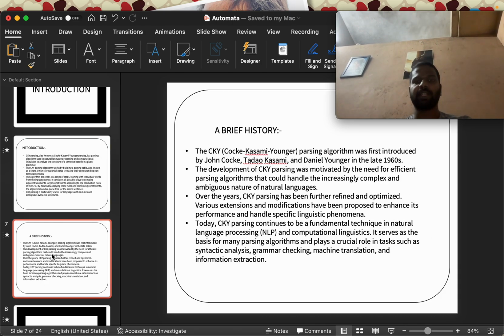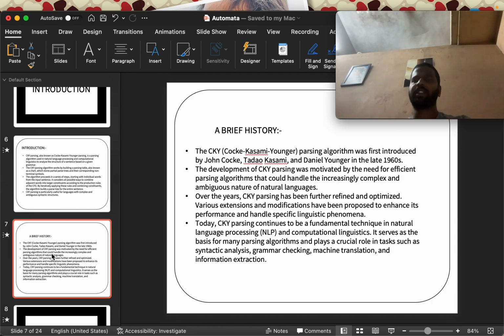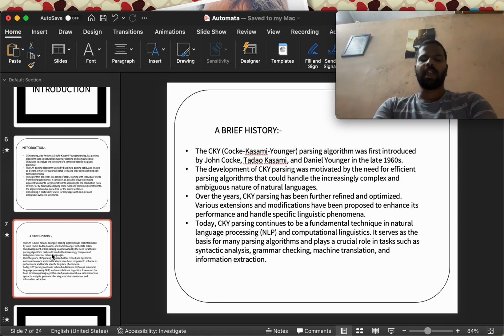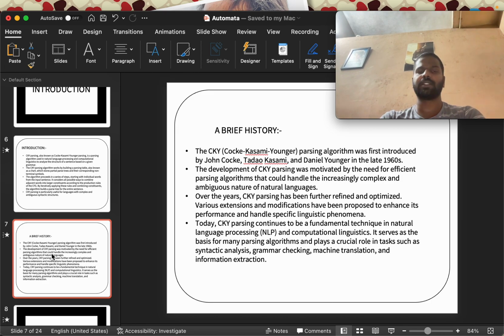Brief history. The CKY, Cocke-Kasami-Younger parsing algorithm was introduced by John Cocke, Tadao Kasami and Daniel Younger in the late 1960s. It is a parsing algorithm used to analyze the structure of sentences based on a given context-free grammar, CFG. The development of CKY parsing was motivated by the need for efficient parsing algorithms that could handle the increasingly complex and ambiguous nature of natural languages. Over the years, CKY parsing has been further refined and optimized. Various extensions and modifications have been proposed to enhance its performance and handle specific linguistic phenomena. Today, CKY parsing continues to be a fundamental technique in natural language processing and computational linguistics.